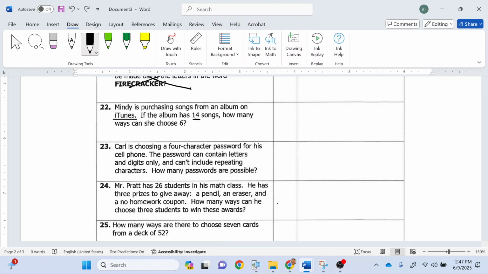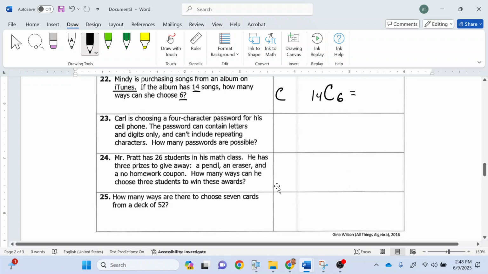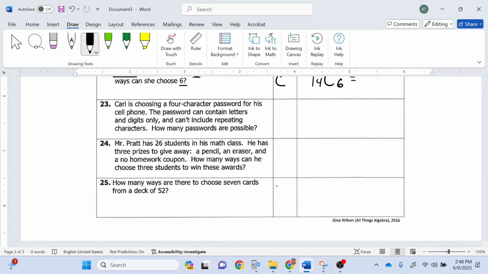Anyway, if an album has 14 songs, how many ways can she choose 6? So again, does it seem like she's put it in a playlist where order matters? It's just choosing 6. So I put C. So it's going to be 14 choose 6. And then you have to type it in the calculator. I typed it a couple of times in the video. I hope you understand how to type it in already.